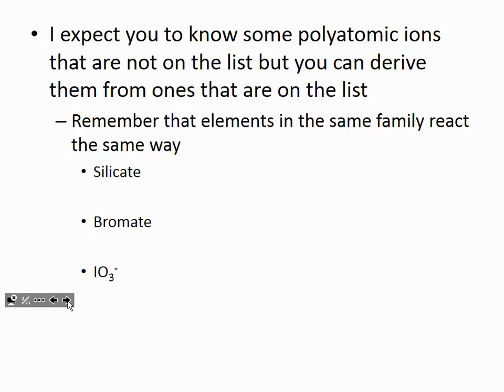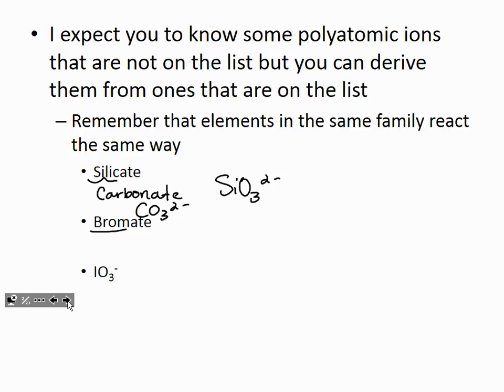And then we know that things bond the same way in some families that are in a similar family. So I would expect you to look at silicon and know that silicon's in the same family as carbon. So the carbonate ion will tell us the silicate ion, SiO3 2-, whereas carbonate is CO3 2-.